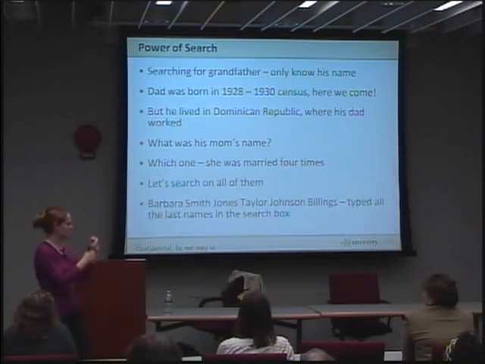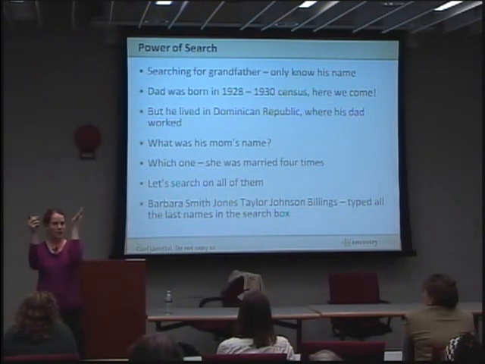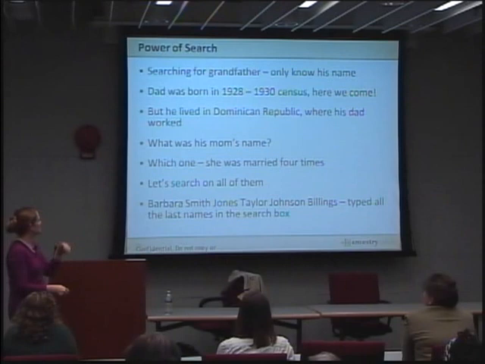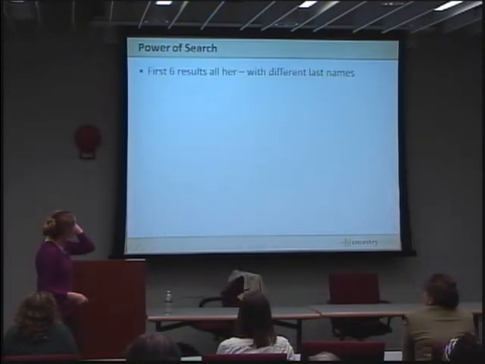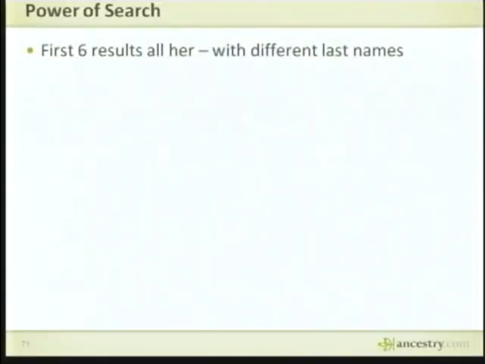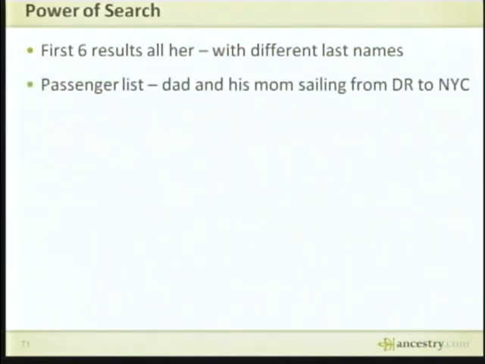Okay. All right. So, let's search on all of them. We put in Barbara, and then literally in the last name box we did, and I'm making these names up because I can't remember, I should have written this down, we put in Smith, Jones, Taylor, Johnson, Billings, just boom, right in a row, in the last name search box. And the first 6 results were all her with different last names. We would not have found those if we hadn't put all the last names of that woman. In there was a passenger list with dad and grandma sailing from the Dominican Republic to New York City. The grandma and grandpa got divorced in the Dominican Republic, and she sails back with her children.